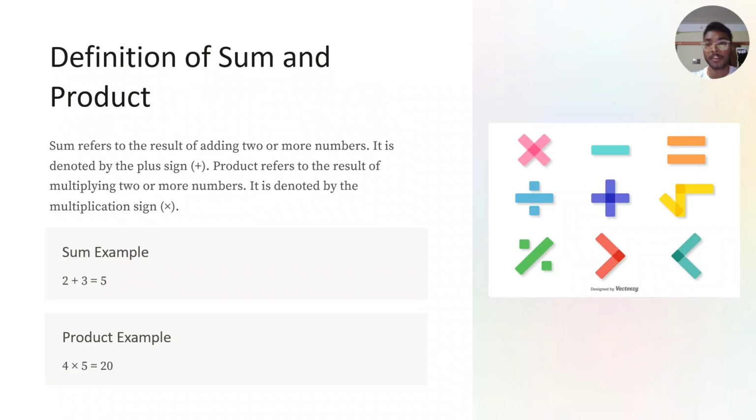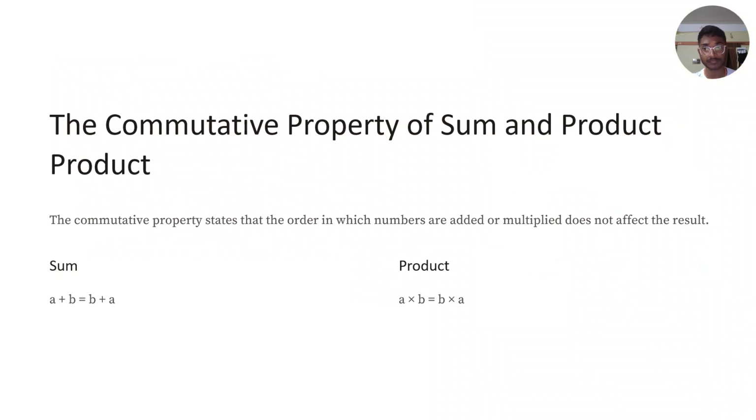So to begin, we have the definition of the sum and product. Basically, the sum refers to the result of adding two or more numbers. It is denoted by a plus sign. The product refers to the result of multiplying two or more numbers. Basically, we denote it by a cross or multiplication sign. We have a similar example for the sum, and we also have one for the product. So these are pretty basic.